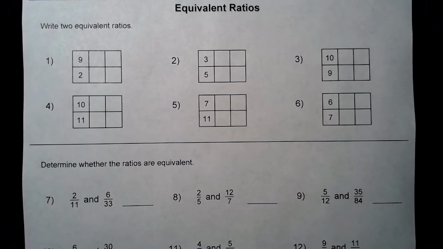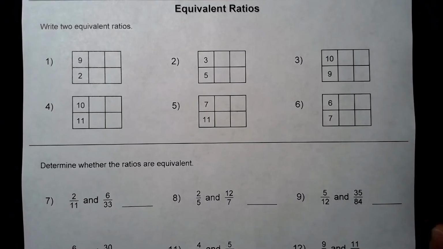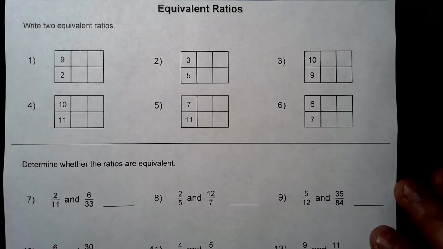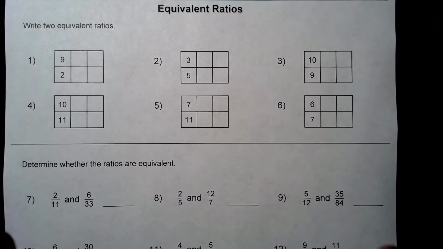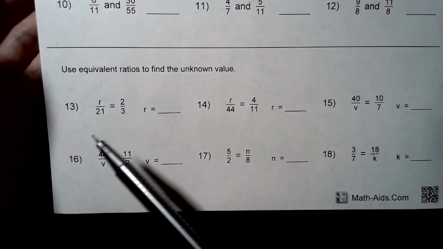Before moving on to the orange book, which is going over equivalent ratios, I wanted to do a little bit of practice before we get started. For starters, I wanted to go over this worksheet, which practices writing equivalent ratios in tables, and then determining whether ratios are equivalent, and then finally using equivalent ratios to find an unknown part of a proportion.